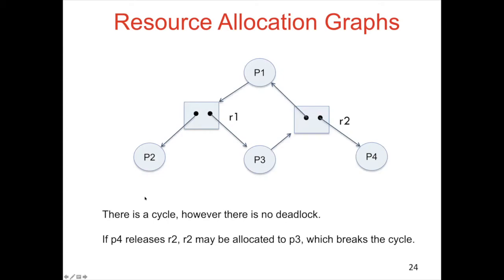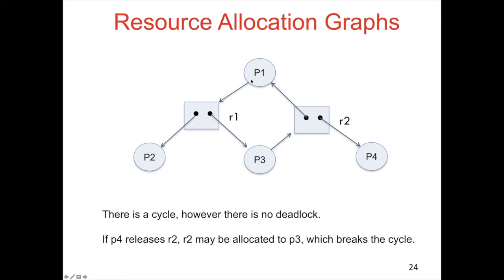This is another example. Here we have four processes, P1, P2, P3, and P4, and two resources, R1 having two instances, and R2 also having two instances. There is a cycle here, but there is no deadlock because P2 and P4 can terminate. They are not waiting for any other resources. So P2 can terminate, for example, and one of the instances of R1 is released, and it can be assigned to process P1, then the cycle is removed here.